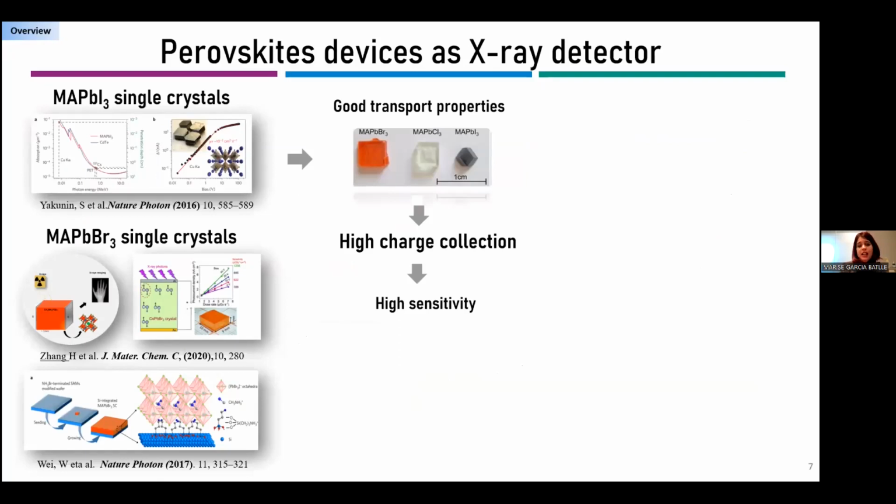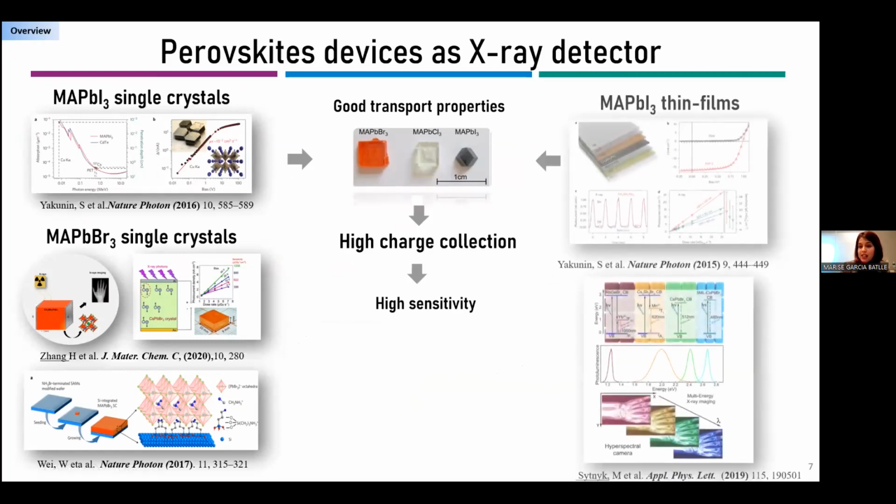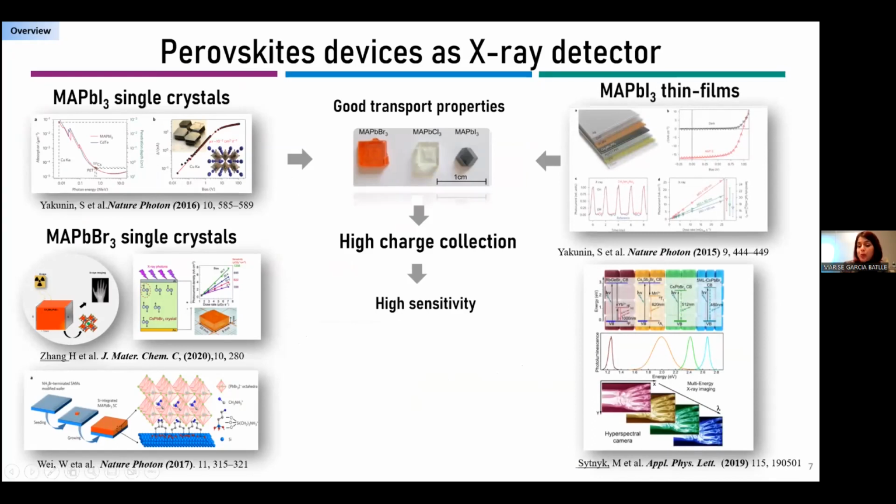Of course, the first papers were about single crystals, with good transport properties, which means high charge collection efficiency that can be translated into high sensitivity. We also observed some reports about polycrystalline films, showing high sensitivity and high charge collection efficiency. Even double perovskite has been used.